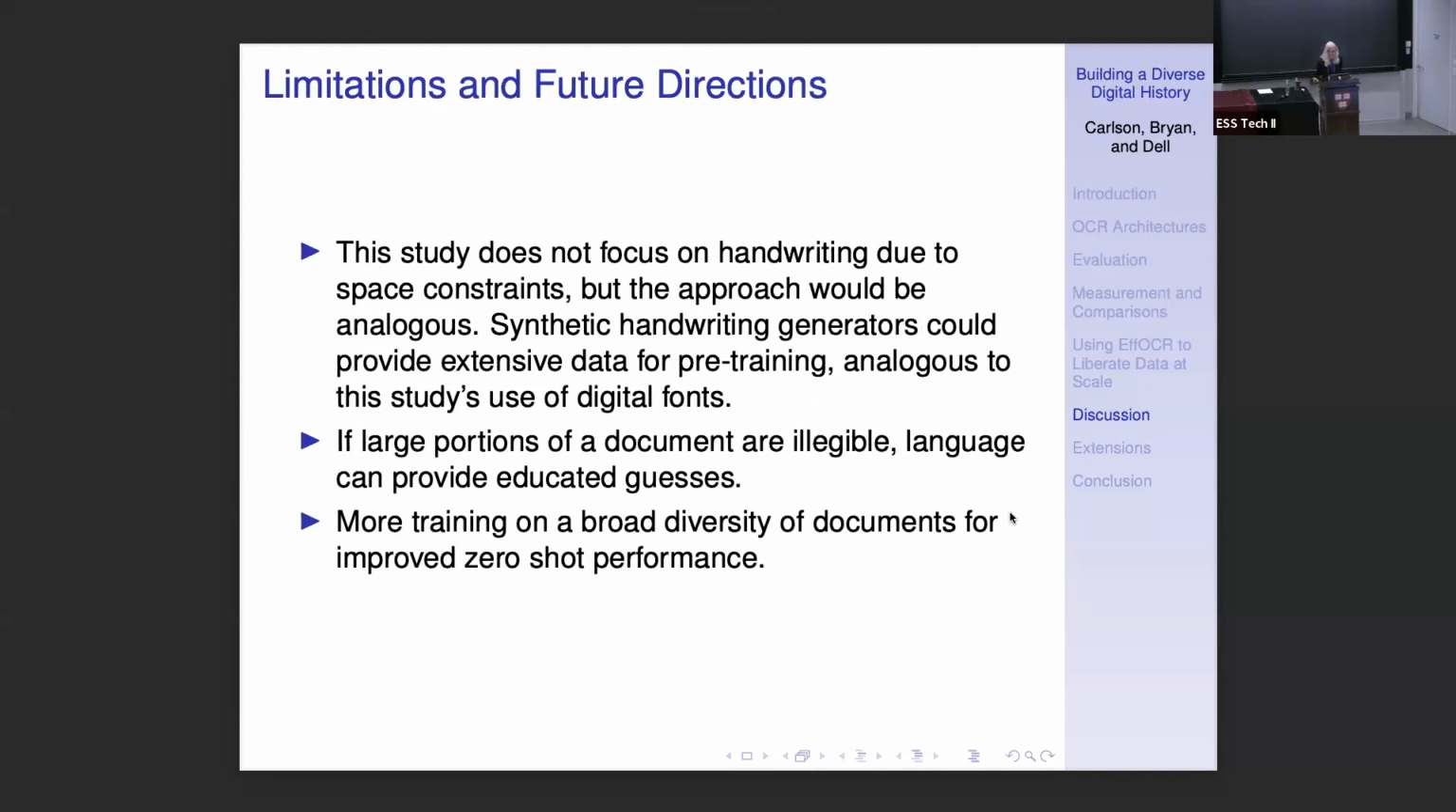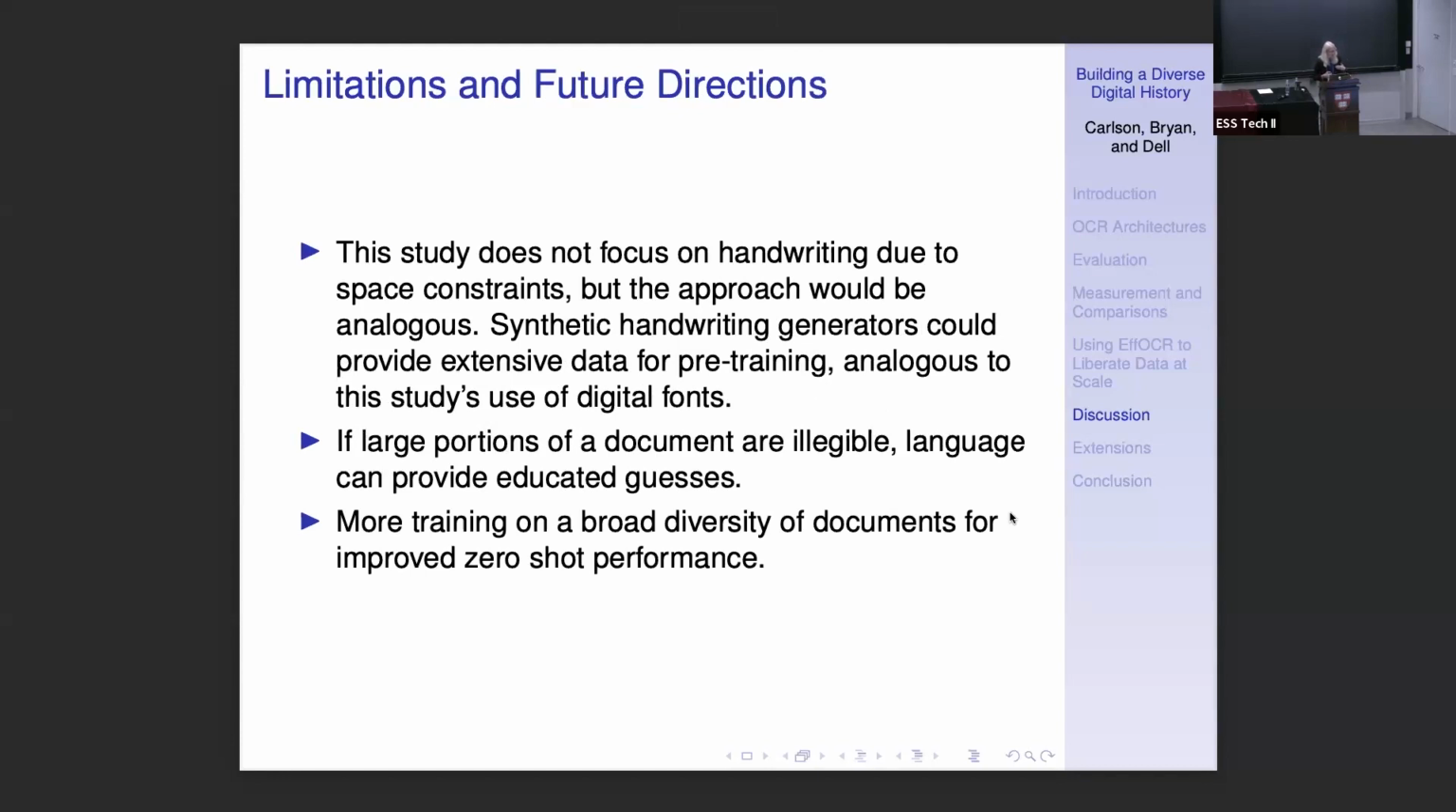FOCR does have some limitations. We do not focus on handwriting, but the approach would be analogous. Synthetic handwriting generators could provide extensive data for pre-training, analogous to the study's use of digital fonts. Handwriting is something that we are beginning to work on, but at present, FOCR does not support handwriting because we started by focusing on print.